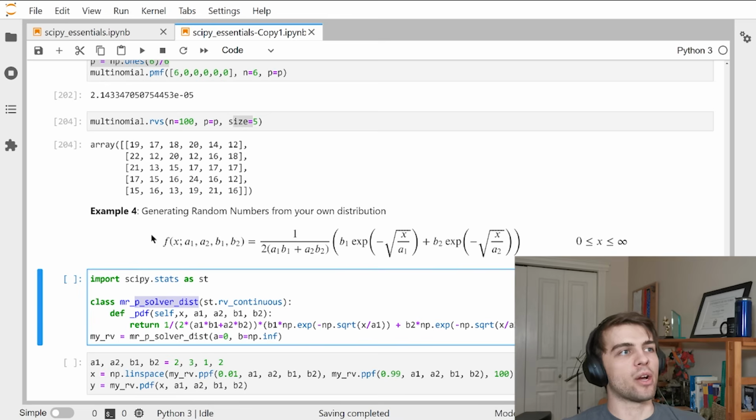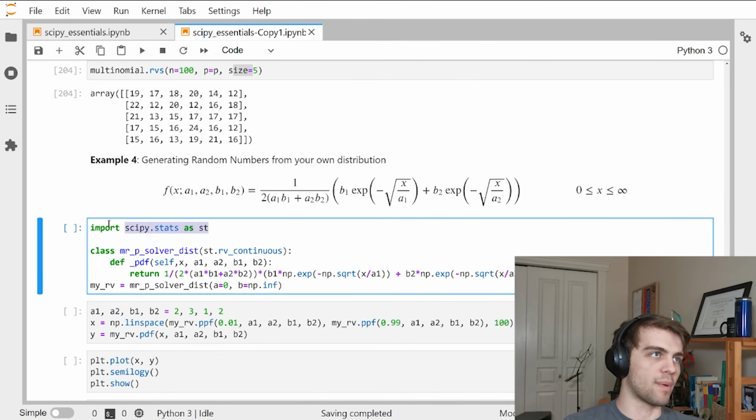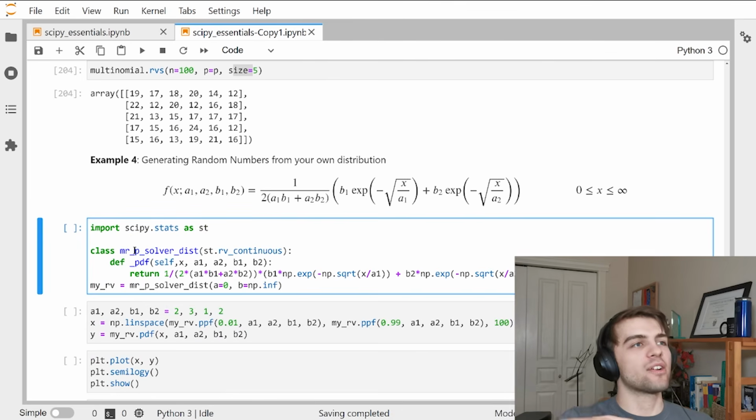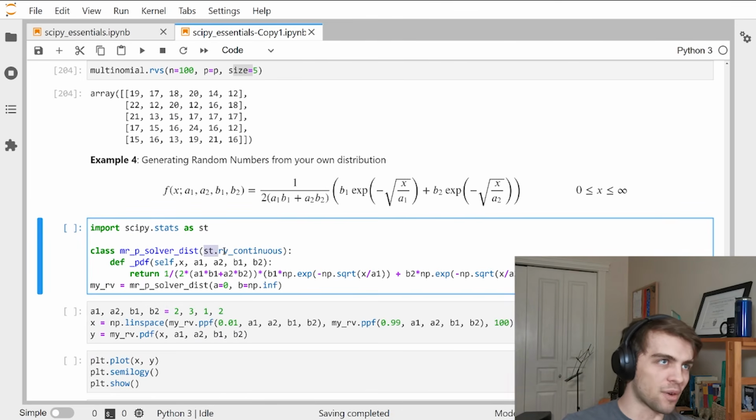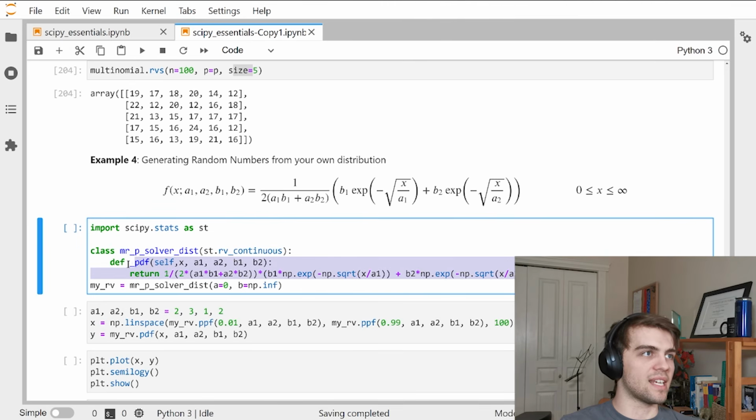So if I wanted to define my own distribution, I would import scipy.stats as st. This is the SciPy stats library. And here you have to do a little bit of object-oriented programming. So I inherit from the rv_continuous class, and then I redefine the PDF here. I'm making my own distribution that inherits from this general class of all distributions in SciPy.